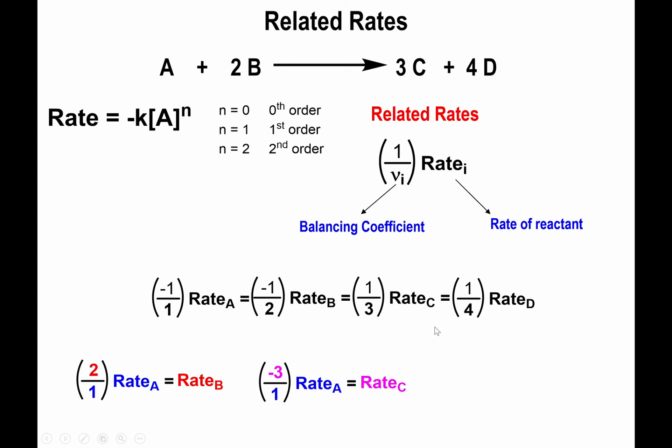The same thing goes for C. Multiply by 3. In this case, you have rate of A times -3 will give you the rate of C. And for D, if you multiply the rate of A by -4, you get the rate of D. So this is a nice, nifty way to actually derive each of the individual rates in respect to the corresponding reactant or corresponding product.